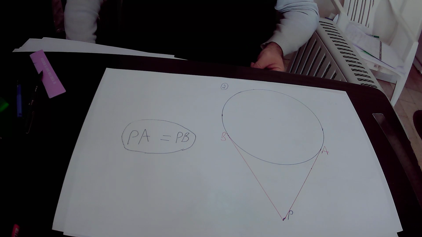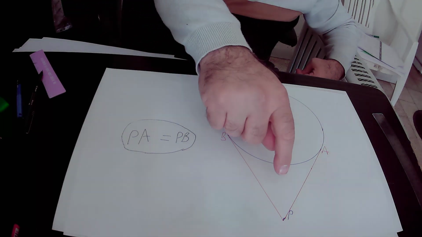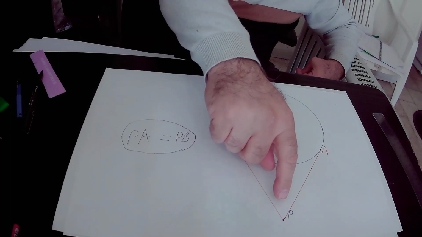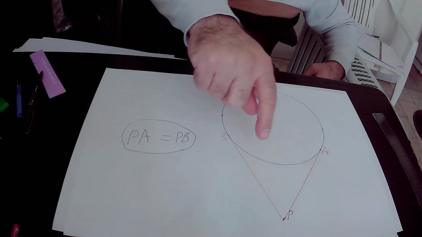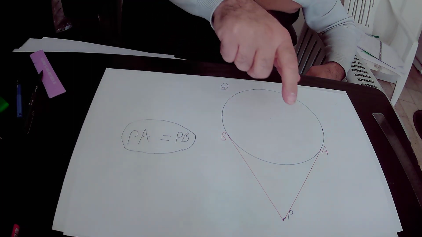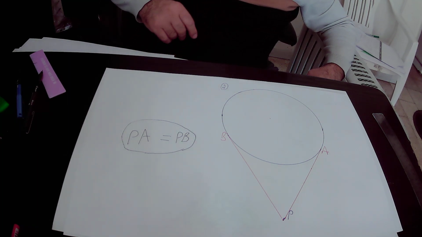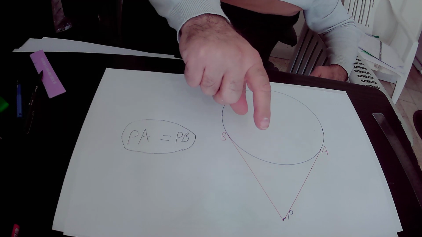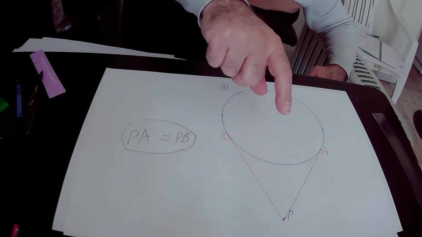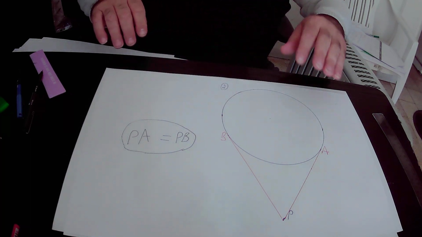Then, according to rule number 2, the lengths of 2 tangents from a common external point to a circle are equal. So, whenever you draw from an external point of the circle, that is to say from point P, 2 tangents to the circle, then the length of those 2 tangents will be equal to each other. That is to say PA equals PB. Okay? So the lengths of 2 tangents from an external point P to a circle are equal to each other. That is to say PA equals PB.